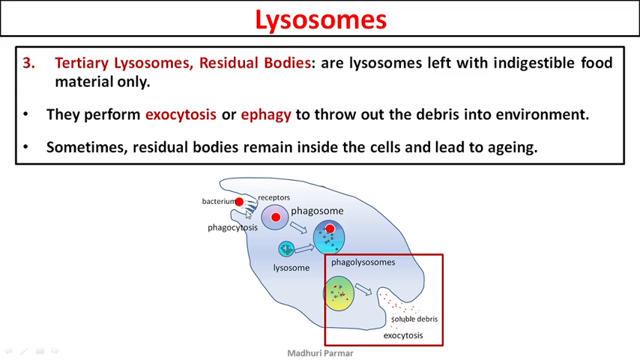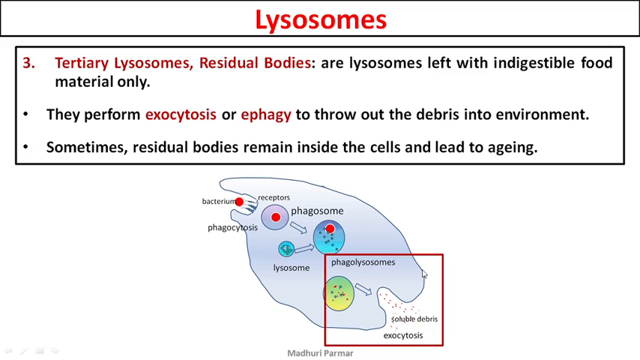Then comes tertiary lysosomes. Tertiary means third, the third type. They are also known as residual bodies. Now what we just discussed, the undigested particles which cannot be digested further, these should be thrown out by exocytosis. So this vesicle will move and fuse with the plasma membrane, and that is how the contents exit the cell. This happens by exocytosis or apophagy, which means the same.